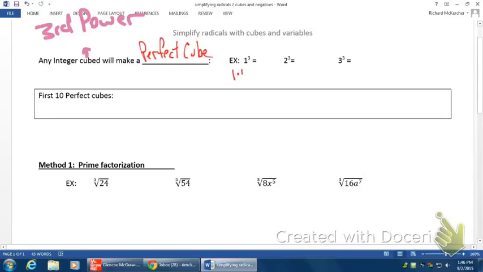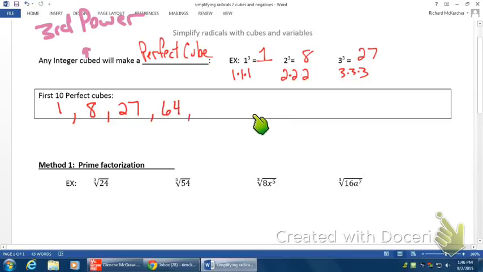We call those perfect cubes. So here's a couple examples of our perfect cubes. Of course 2 times 2 times 2 is 8. 3 times 3 times 3 is 27. So you guys take a few minutes and fill out that list. That's the first 10 perfect cubes.